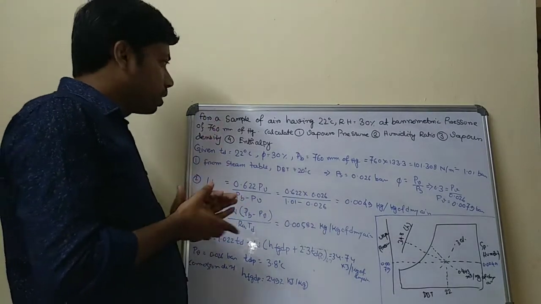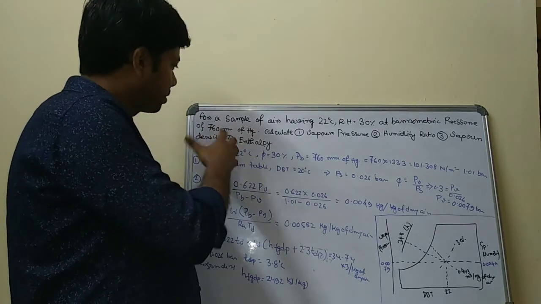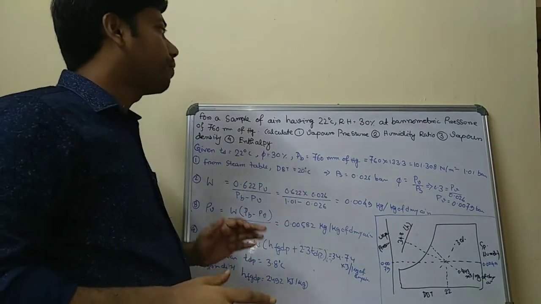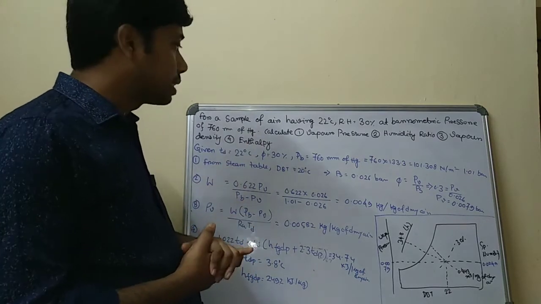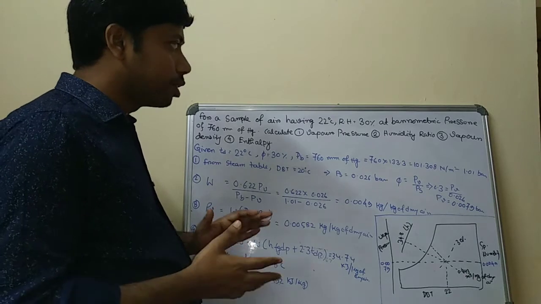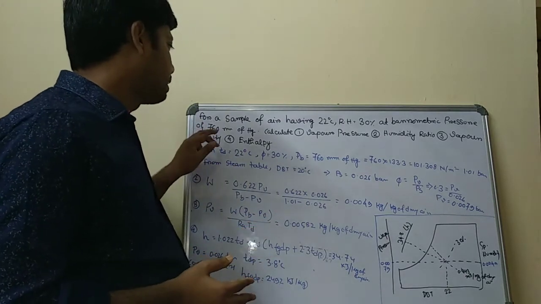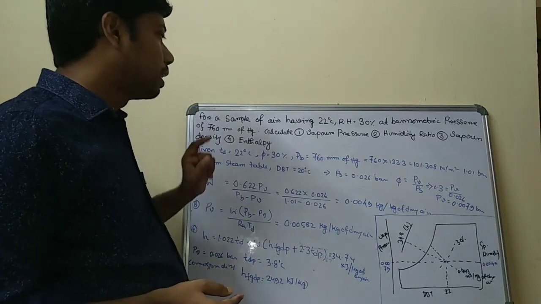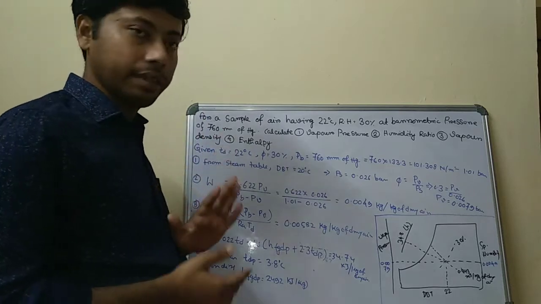Now in this part of the numerical, in the psychrometric chart, the problem is: for a sample of air having a dry bulb temperature of 22 degrees Celsius and relative humidity of 30%, at a barometric pressure of 760 mm of Hg, calculate the vapor pressure, humidity ratio, vapor density, and enthalpy.